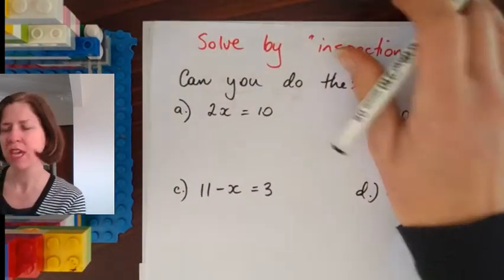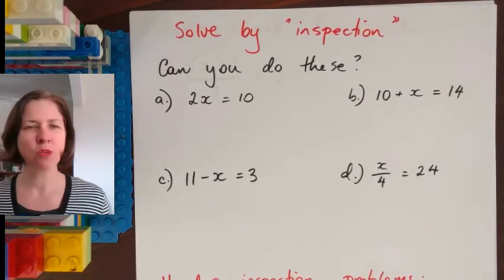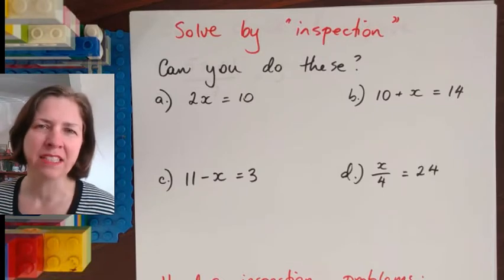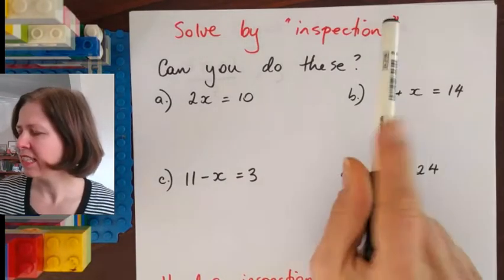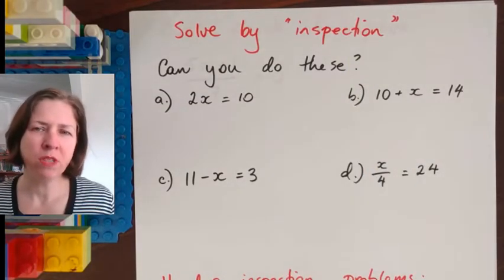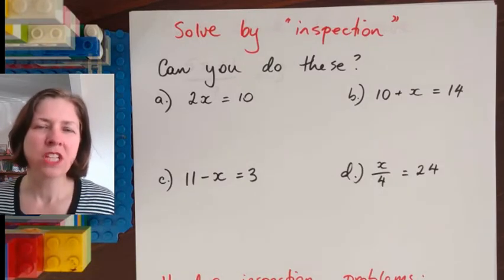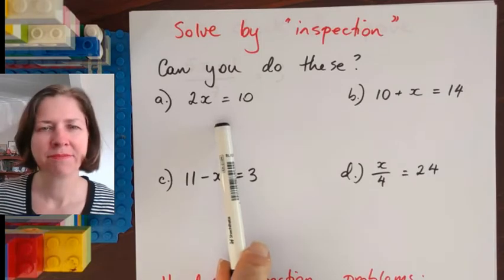First, we're going to learn a thing called solving by inspection. And that's pretty similar to what I did before. x plus 2 equals 5. I just knew that the answer was 3. So if you can just know the answer, then that's called solving by inspection. So what I want you to do is just pause the video and have a look at these four and see if you can write down the solution to each one. Pause now.